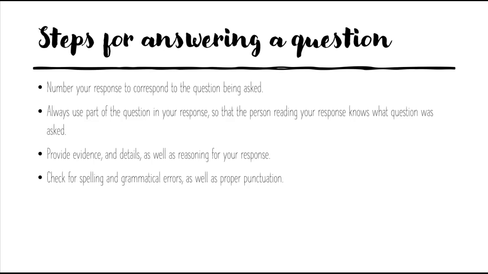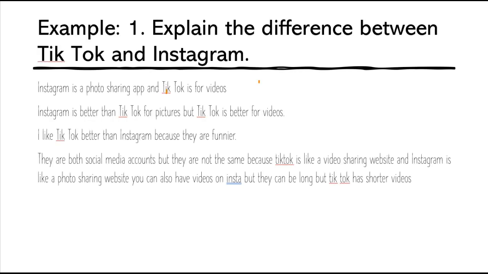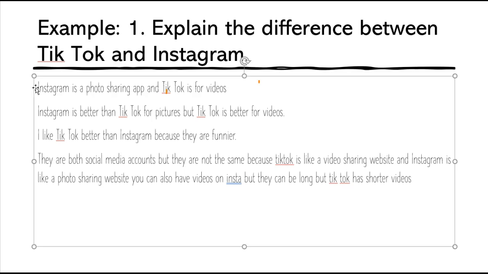So let's just remember the steps that we have to use. Number your response, use part of the question in your response, provide evidence, and check for spelling and grammatical errors. So let's take a look here. So the first mistake that all of them made is that they did not number them, okay? Because up here, number 1 is the question. So these all should have a number 1 in front of them. So this should say number 1, okay?